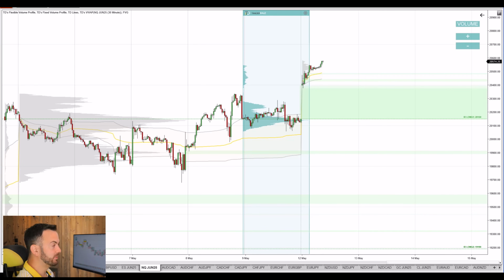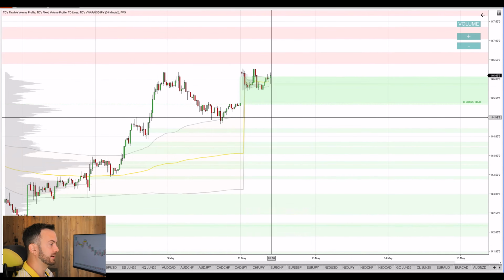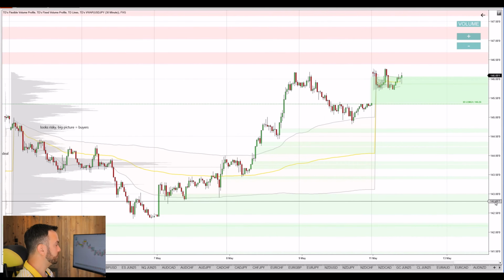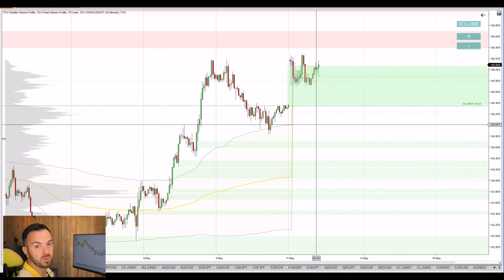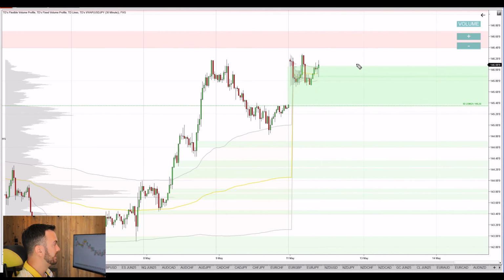Alright, so that was for the NQ, and let's now check out the US dollar Japanese yen. Again, the setup is very much the same, only in this case we don't have that confluence with weekly volume profile, but still I would say that the setup is a pretty solid one, so even without the weekly point of control combo we can trade this.